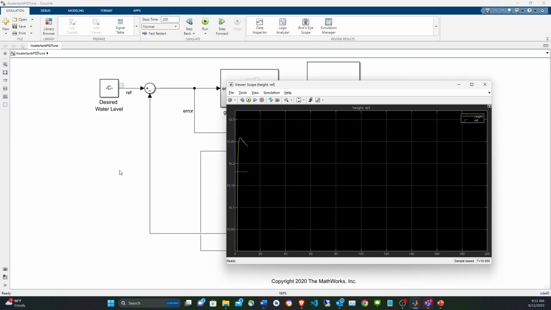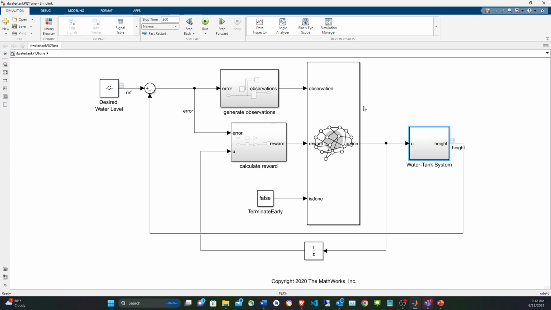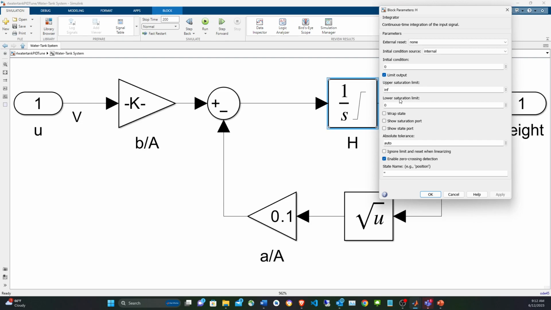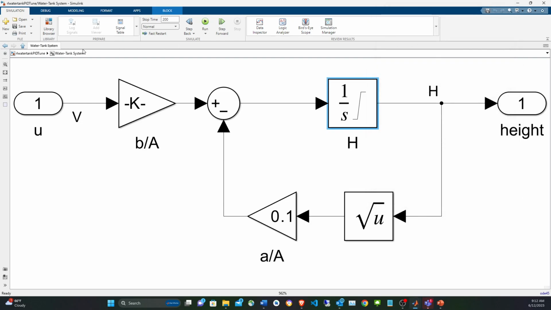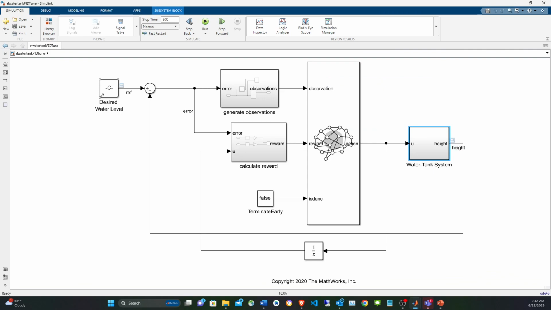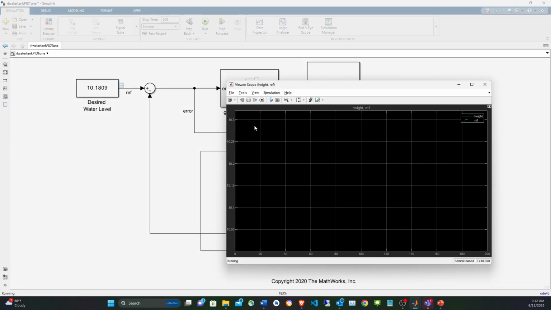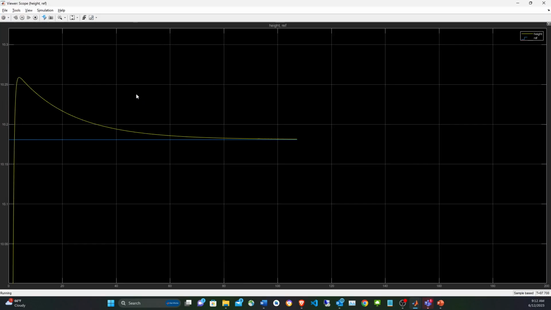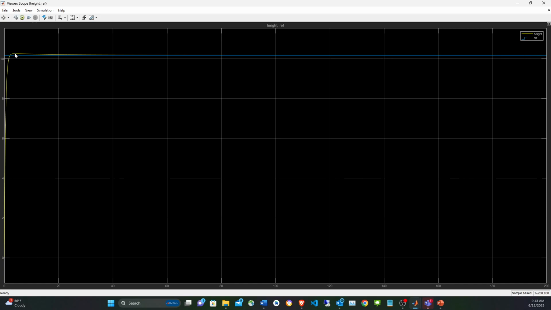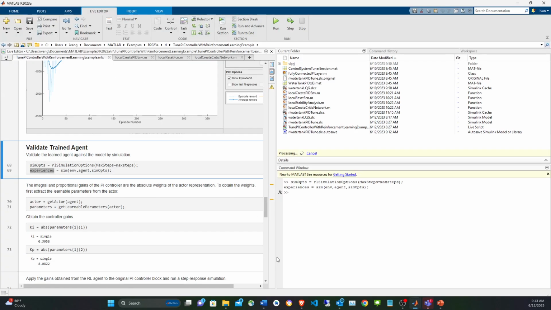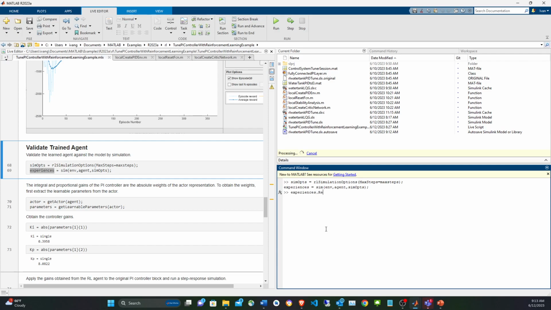So this is the scope. I'm going to make sure that the initial height is low, so the water tank isn't at 0, and the desired water level is going to be 10 point something. Okay, let's run it, and we're going to see that it starts low and jumps a little bit high and eventually gets to the desired water level pretty accurately. Now I'm going to take a look at the experiences, the reward in particular, and we have the data in here. So let's just plot it to take a look.